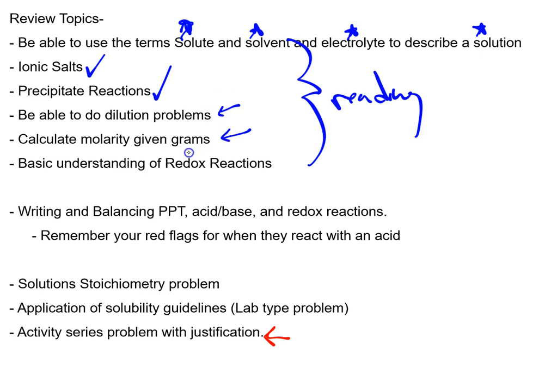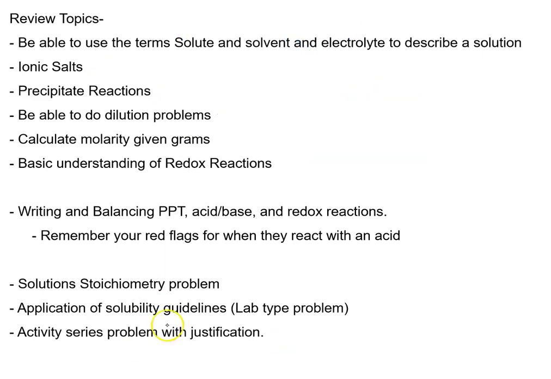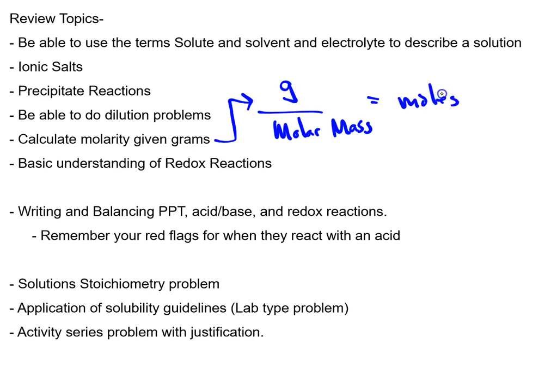All right, calculate molarity given grams. I do not have a practice one on this sheet, I don't think. So let's just review. We did it for about 5 minutes. Molarity from grams. You have to take your given grams, divide them by your molar mass. And that would give you the moles of something, right? But we want molarity, so then you divide it by your volume. And that will give you your molarity.